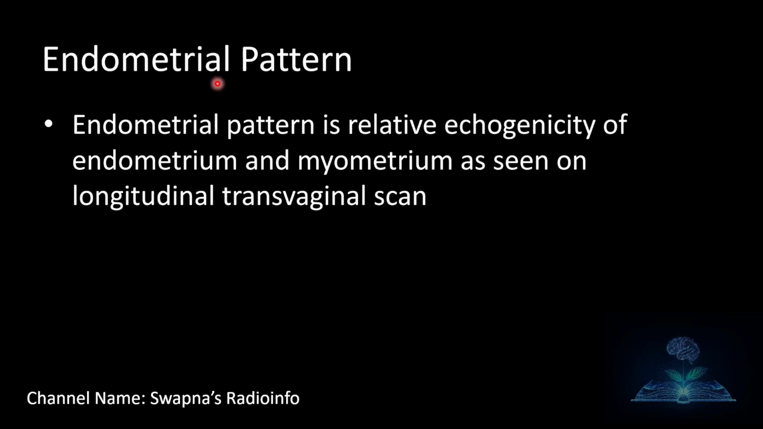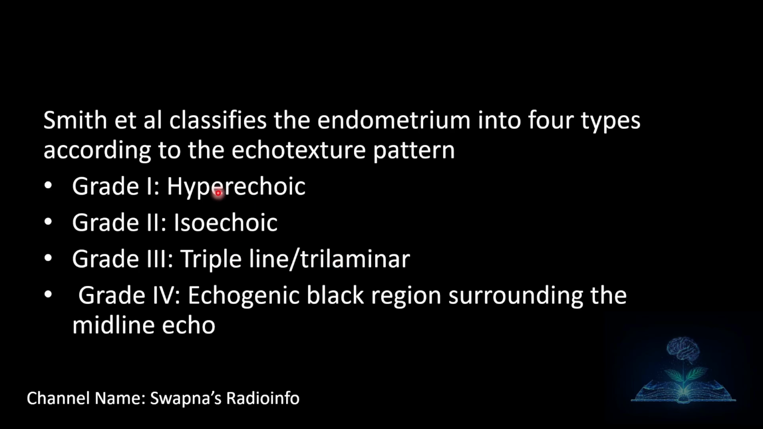Coming to endometrial pattern, it is the relative echogenicity of endometrium and myometrium as seen on a longitudinal transvaginal scan. Smith et al. classify the endometrium into four types according to the echotexture pattern. Grade 1 is hyperechoic, grade 2 is isoechoic, grade 3 is triple line or trilaminar, grade 4 is an echogenic black region surrounding the midline echo.